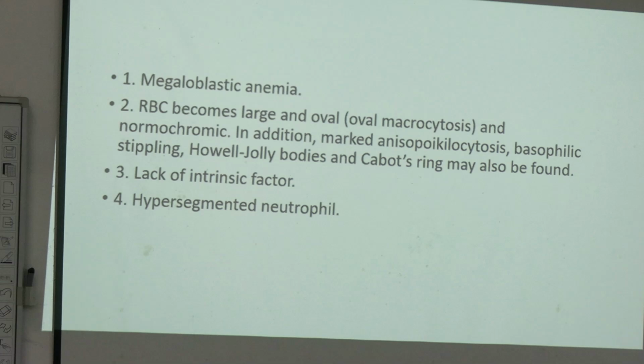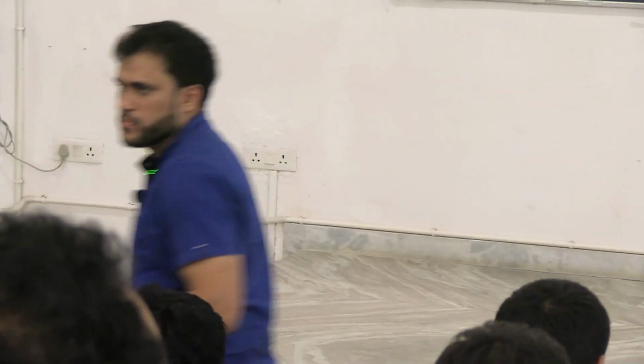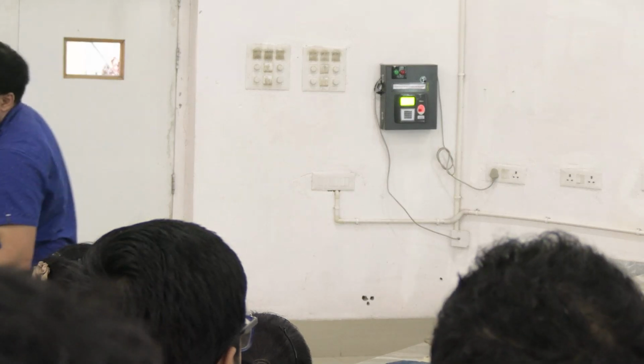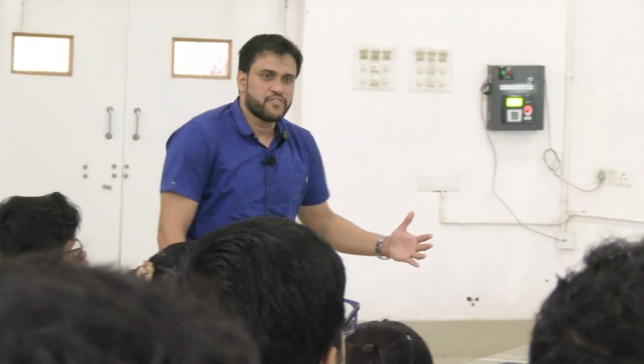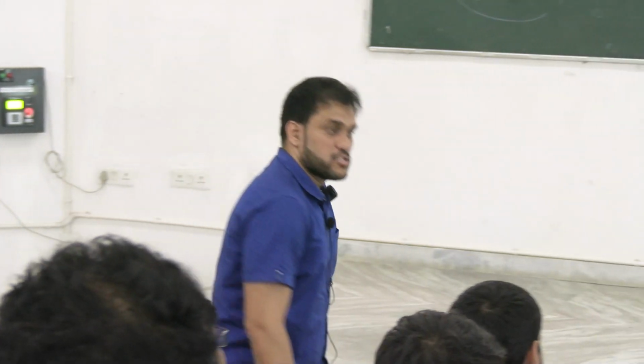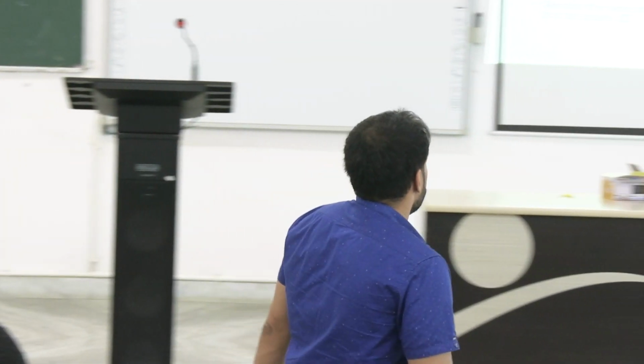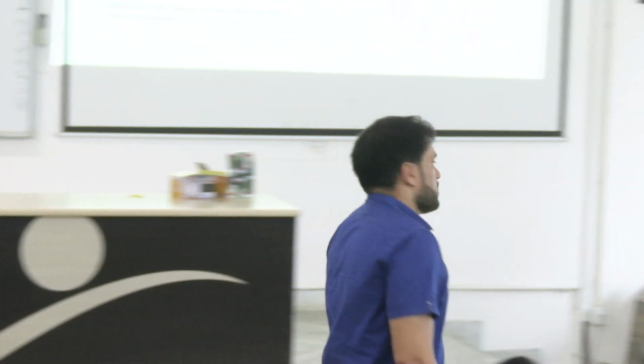I'm not getting into the details of this. Probably this has already been done, so I'm not spending time on all these things. But you should know. So macrovelocytes is important. Other than macrovelocytes, in case of extreme severity, you can get other features too, and those features are anisopoikilocytosis with basophilic stippling, Howell-Jolly bodies, and Cabot's ring.